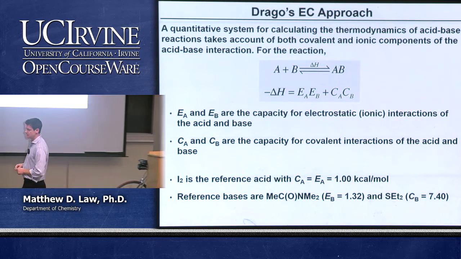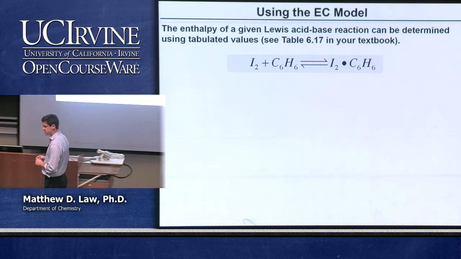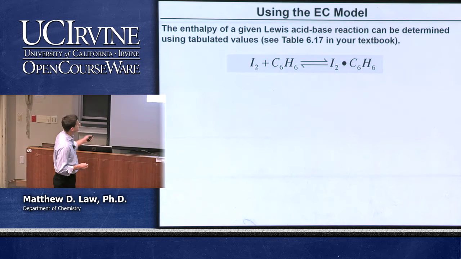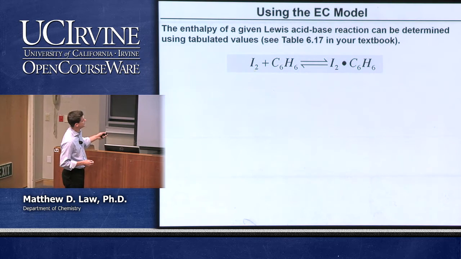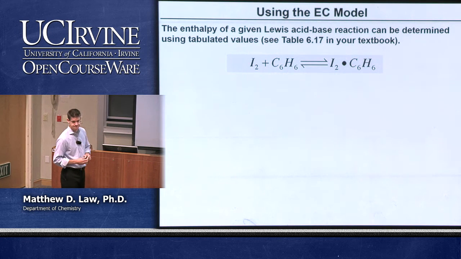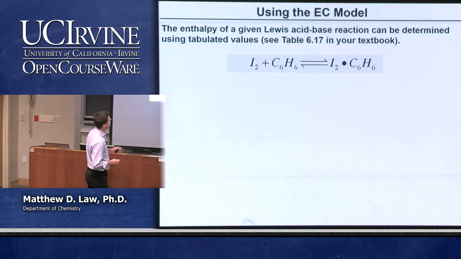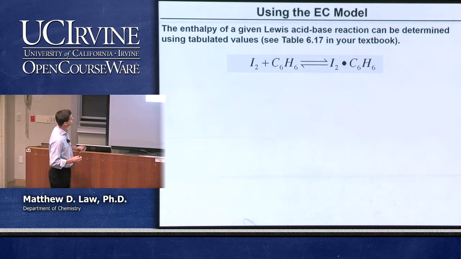And so what you have then is the ability to look up these values in tables. One of these tables exists in your book. And you can look at the driving force for other acid-base reactions. For example, if we have iodine interacting with benzene, this is a Lewis acid. This is going to act as the Lewis base, and we're going to form, in principle, an adduct of the 2. And so we can go to table 6.17 in the book, which has some of these values.